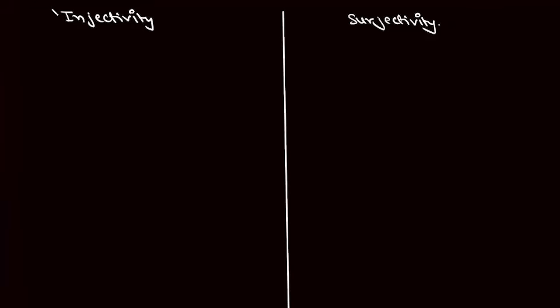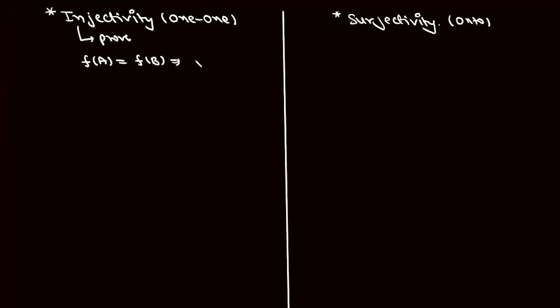And the tools are injectivity, that is, we'll check if the function is one-one, and surjectivity, that is, the function is onto. So if we can prove injectivity, then if we ever get this condition in a functional equation that f(a) equals f(b), from there we can straight away get a equals b, and it may unlock many doors for us.